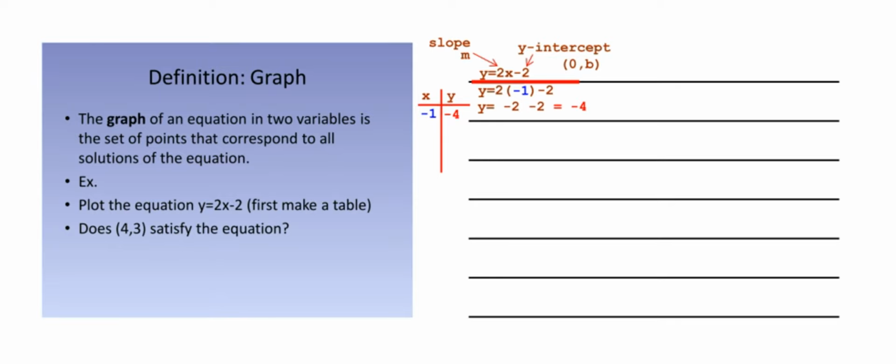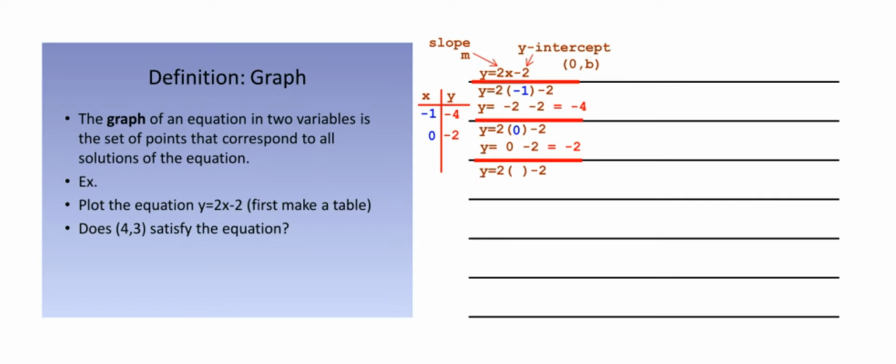Okay, so let's pick another value. What x value could we pick in this case? Well, how about 0? Make your life easy, right? Plugging in 0 for our equation from before, y equals 2 times 0 minus 2. 2 times 0 is 0. 0 minus 2 is just negative 2, agreed? So negative 2 is our output. Input of 0, output of negative 2.